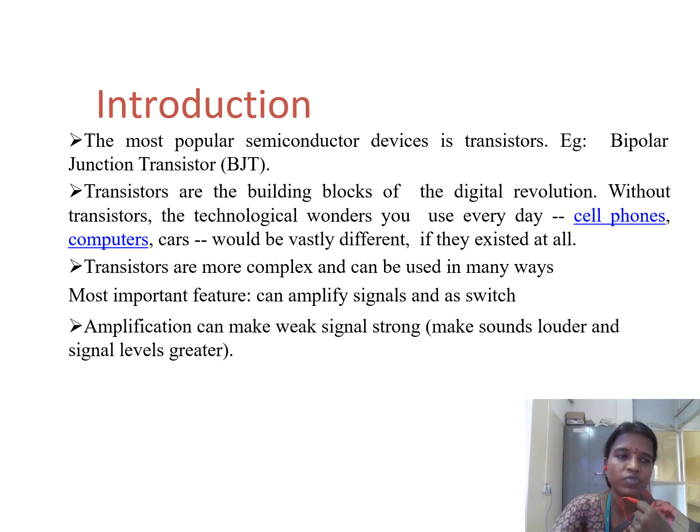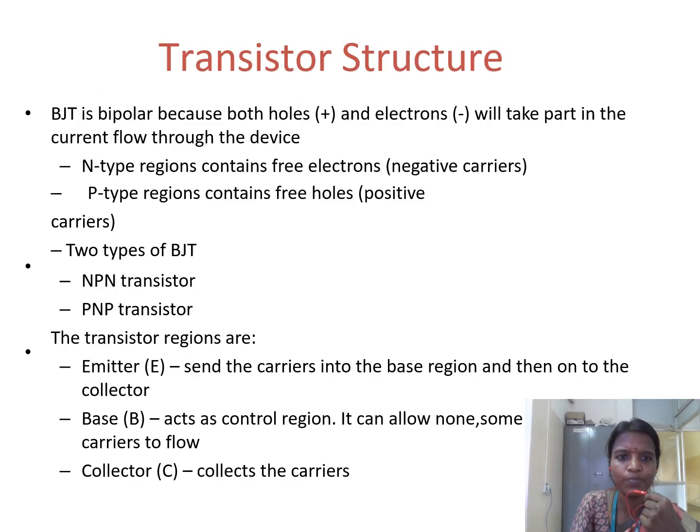The applications of bipolar junction transistors are enormous, because nowadays the digital systems, all the digital equipment we are using in our day-to-day life, everything is based only on transistors. So now we are going to discuss what types of transistors are available, what configurations of transistors are available, and then how to convert your transistor into an amplifier. So this is your transistor structure.